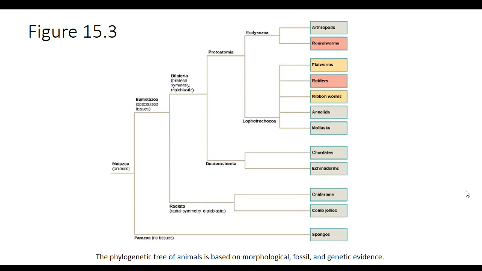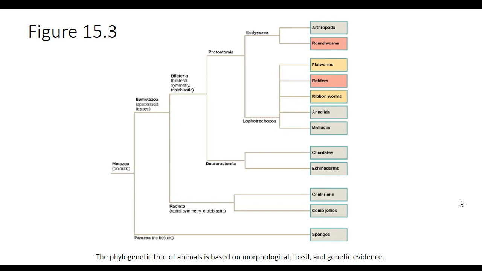So this shows how these different groups are related to each other. And along here, we haven't described a lot of what these terms mean. But there are specialized tissues. So all these have specialized tissues, but the sponges don't. Radiata, radial symmetry, we haven't said what that means yet, but essentially it means that they're round. Like a jellyfish is a round animal.